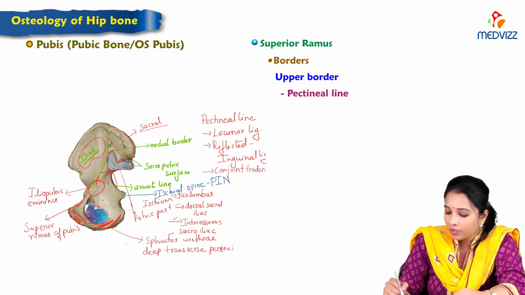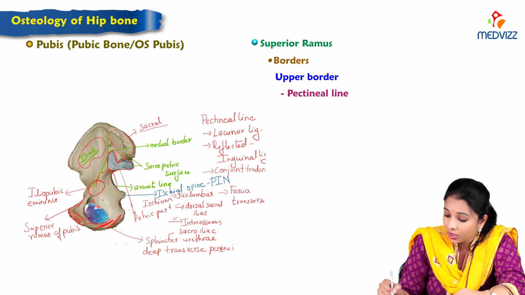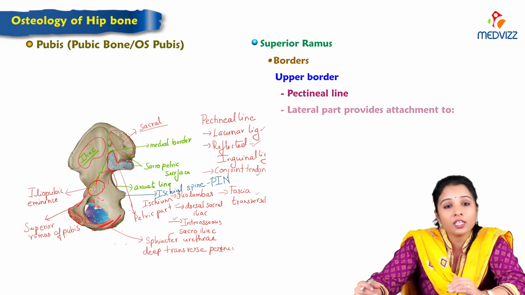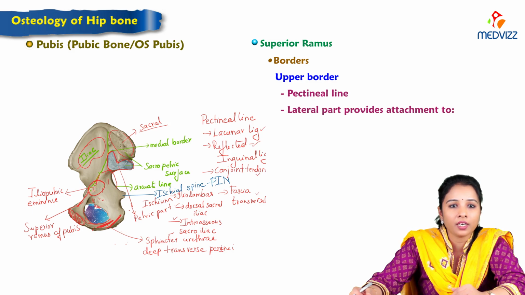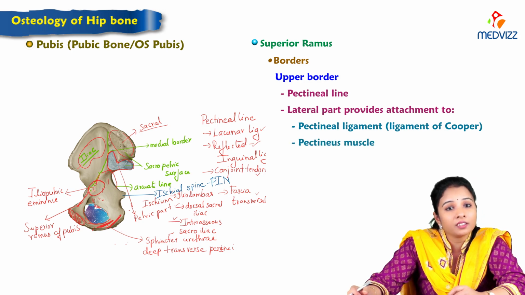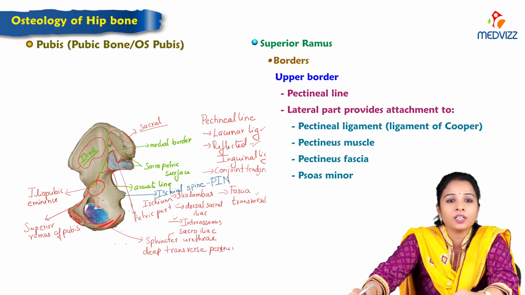And it also gives attachment to the fascia transversalis. So these are the structures which are attached to the pectineal line. Whereas the lateral part of the pectineal line gives attachment to the pectineal ligament, that is the ligament of Cooper, pectineus muscle, pectineus fascia, and psoas minor muscle if present. So these are the structures attached to the pectineal line.